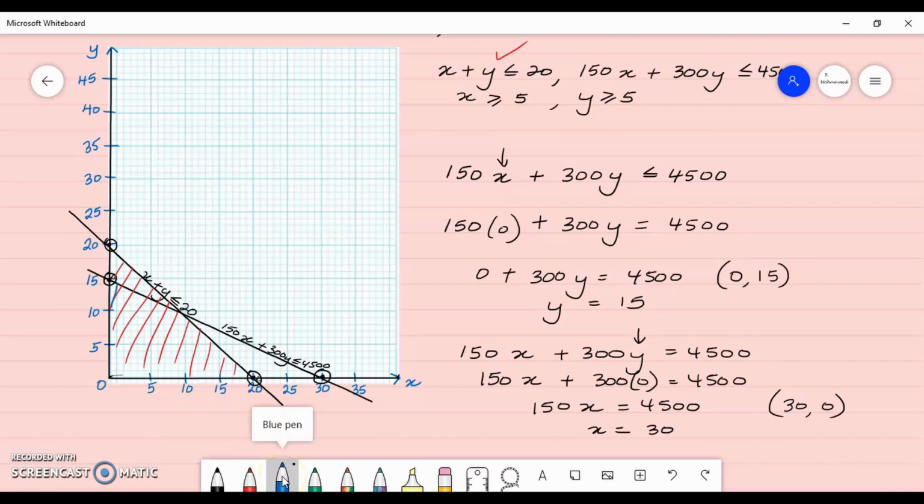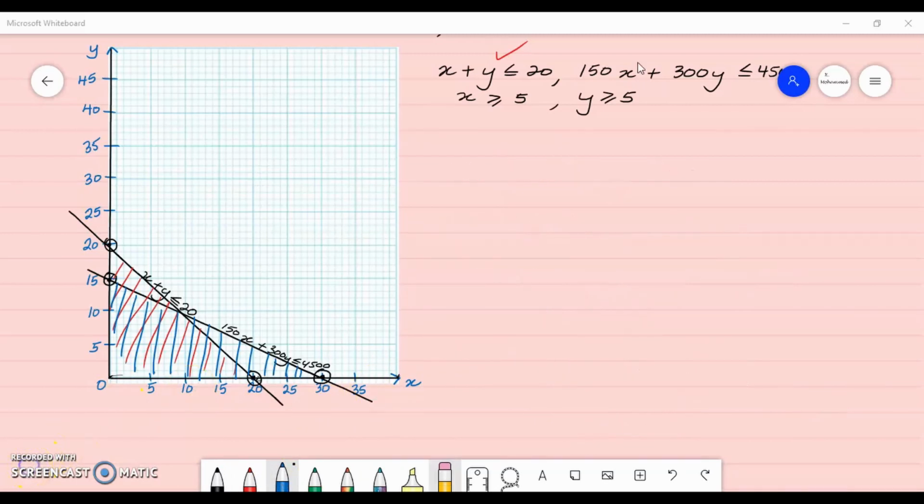So I'm going to use a different color. So I have shaded under that line there. Let's move on to our third inequality. So I'm just going to tick this to indicate I'm finished with that. So our third inequality is x is more than or equal to 5. And that's a pretty straightforward inequality. X is more than or equal to 5.